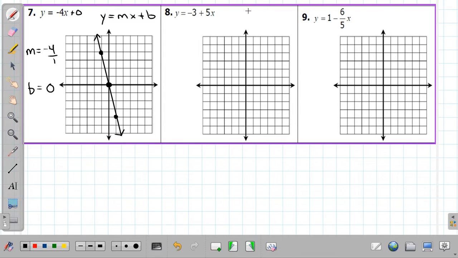Now then we get to number 8, and we need y equals mx plus b. But if you look here, we have y equals, well, there's no x with the negative 3, and the 5 has an x. So what we have to do with this one is flip our equation around in order to get it into y equals mx plus b form. That way we can clearly see, well, the slope here is going to be 5 over 1, and my y-intercept would be negative 3.